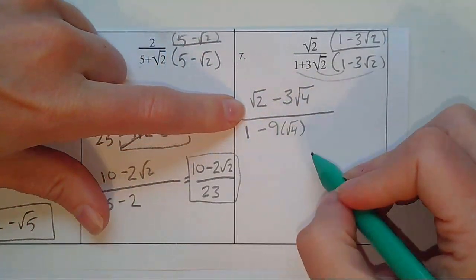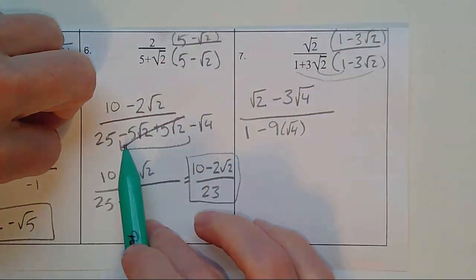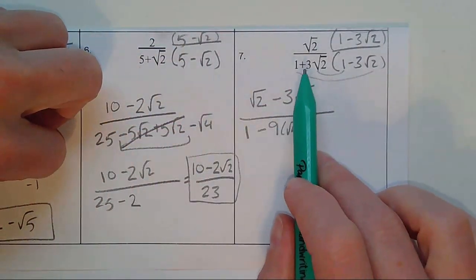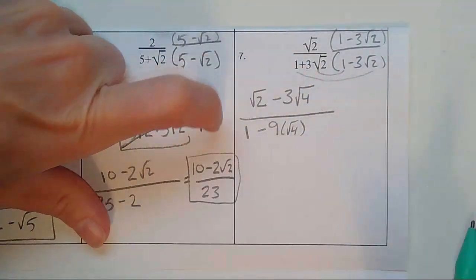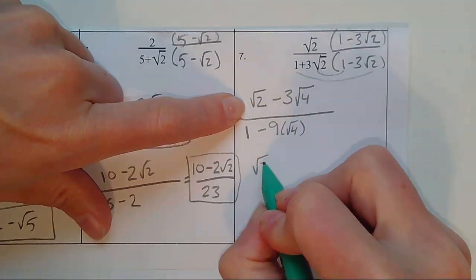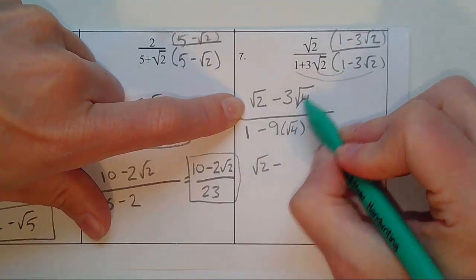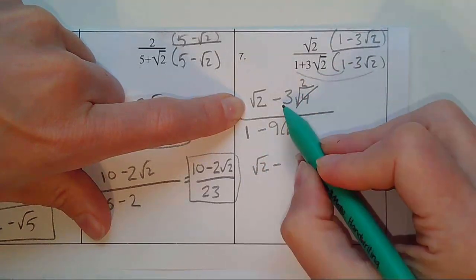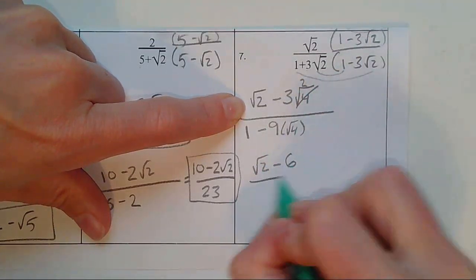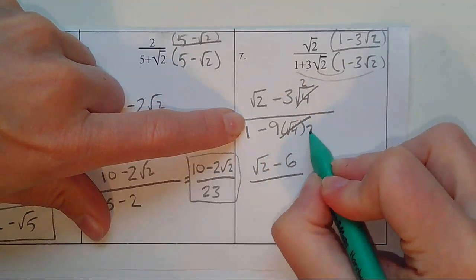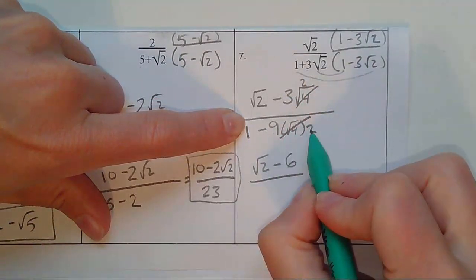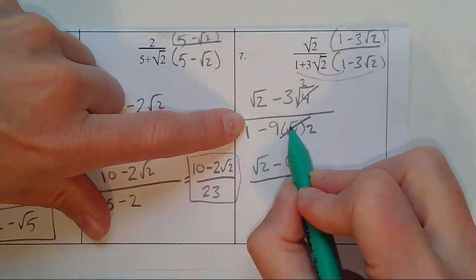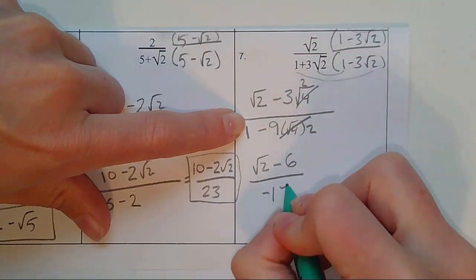Okay, let's clean it up a little bit. Again, all I did was get rid of that middle crossing out step by not multiplying the outer and inner terms. All right, on top, root 2 minus, well, root 4 is a 2, and then negative 3 times 2 is a 6. On the bottom, that becomes a 2. So then 9 times 2 is 18. 1 minus 18 is a negative 17.